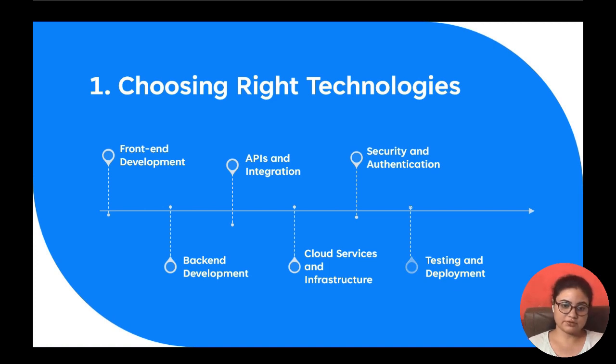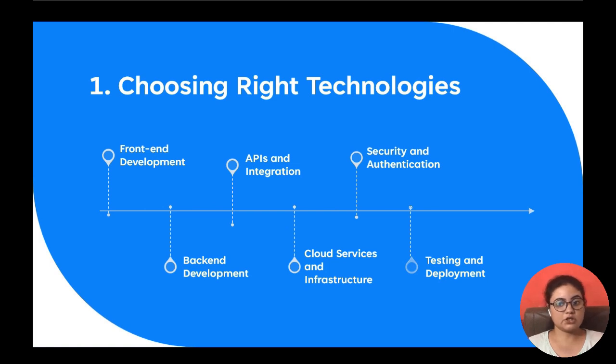For cloud services and infrastructure, Amazon Web Services, Microsoft Azure, or Google Cloud Platform are popular choices that are really scalable and reliable. For serverless architecture, you can use AWS Lambda or Google Cloud Functions as well. For security and authentication, you can use JSON Web Tokens or OAuth authentication to ensure secure access and data protection.